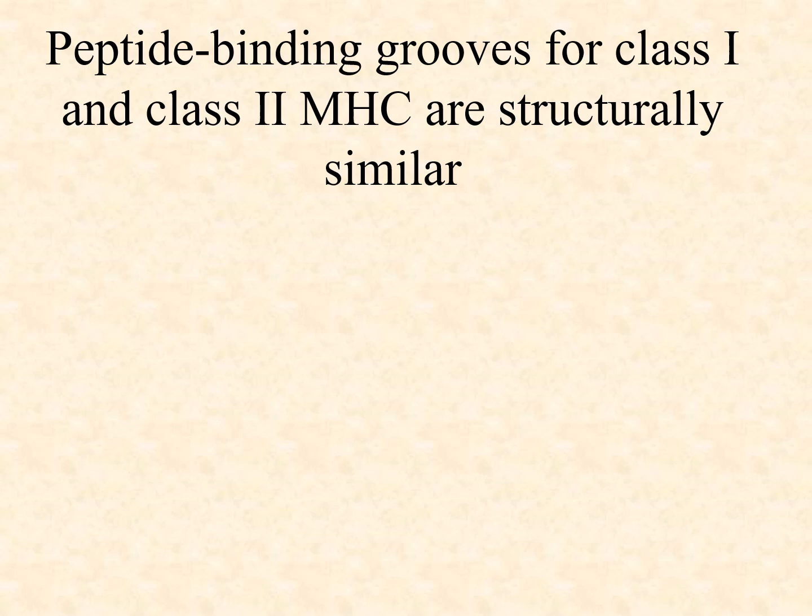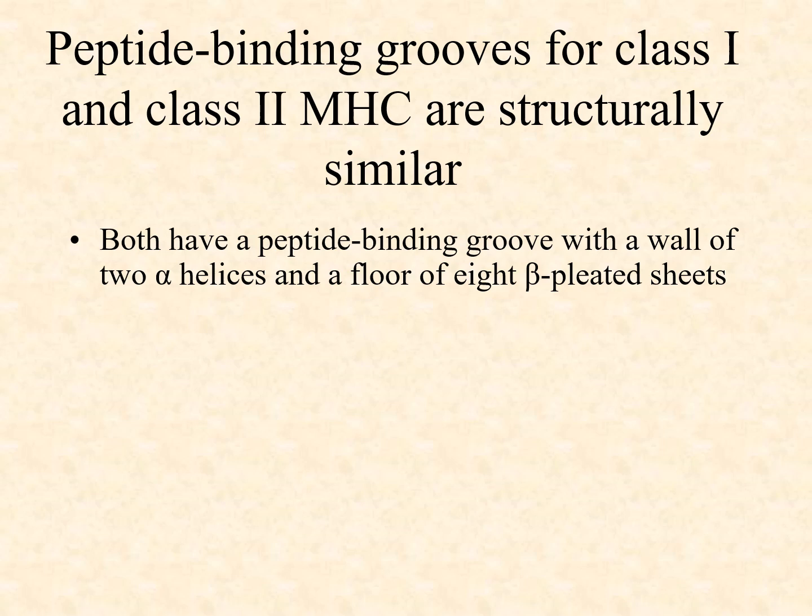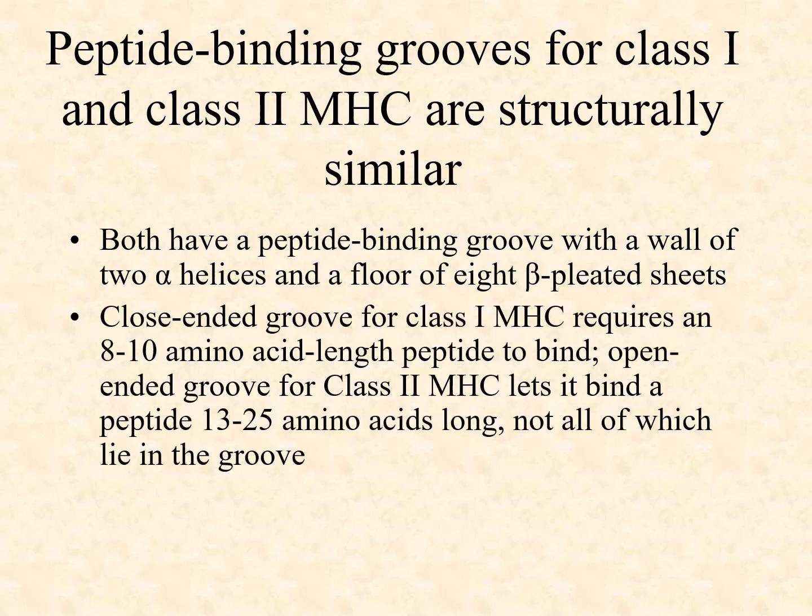Peptide binding grooves for class 1 and class 2 major histocompatibility are structurally similar. Both have a peptide binding groove with a wall of two alpha helices and a floor of eight beta pleated sheets. The closed-ended groove for class 1 requires a peptide 8 to 10 amino acids long to bind. The open-ended groove for class 2 lets it bind a peptide 13 to 25 amino acids long, not all of which lie in the groove. Anchor site rules apply to both classes.